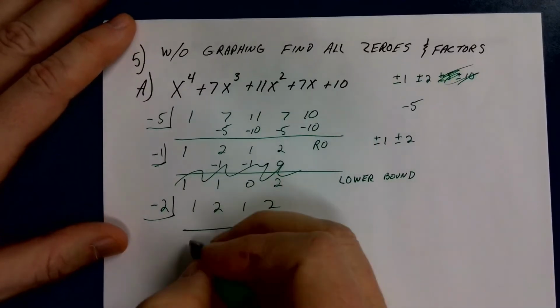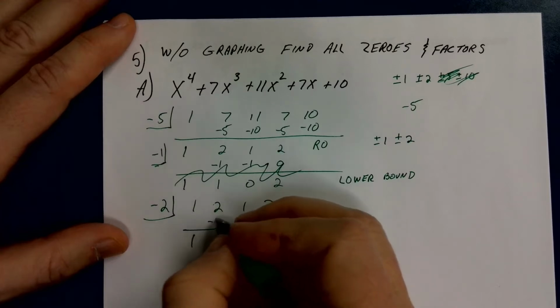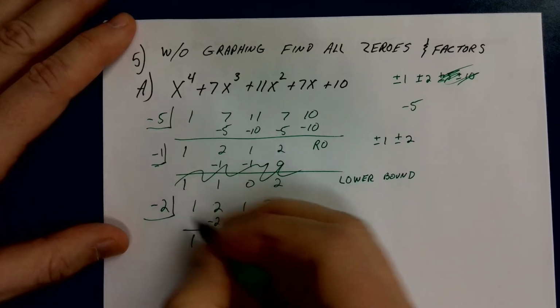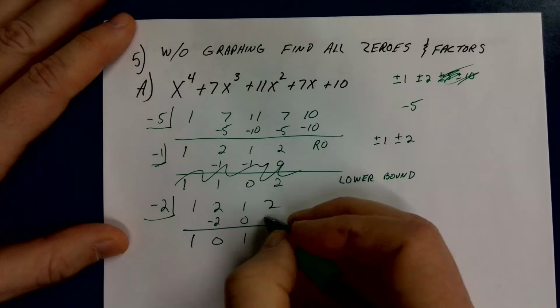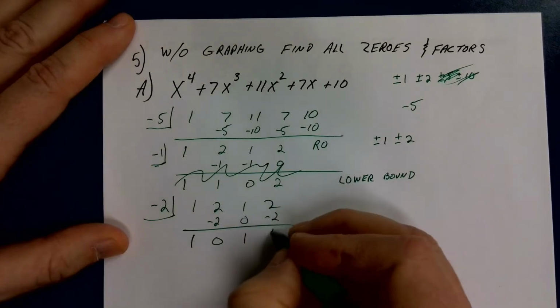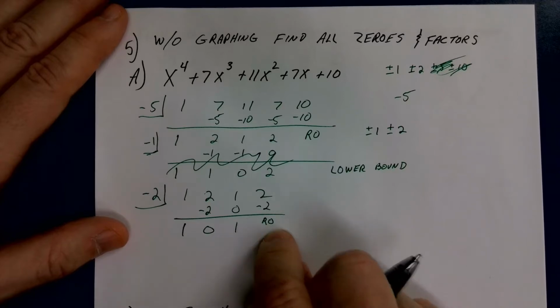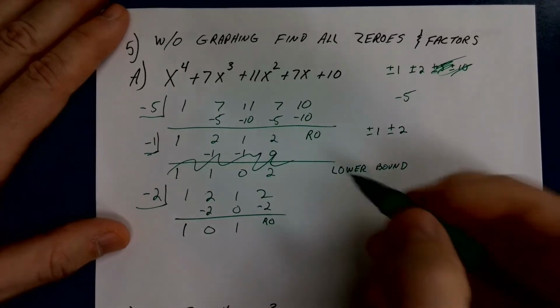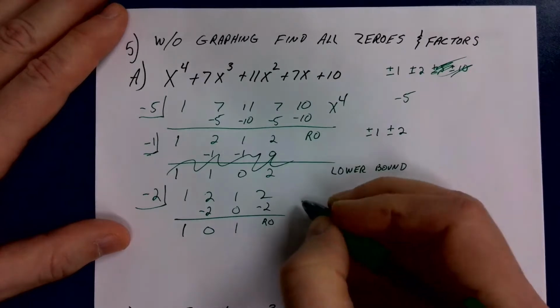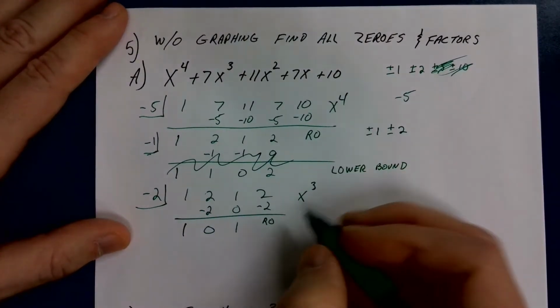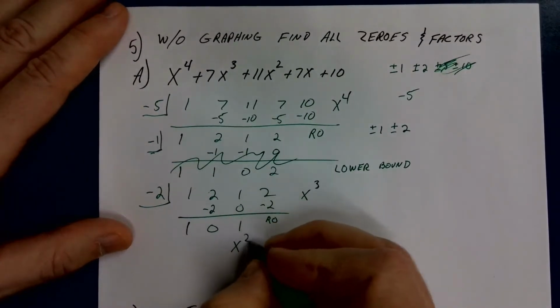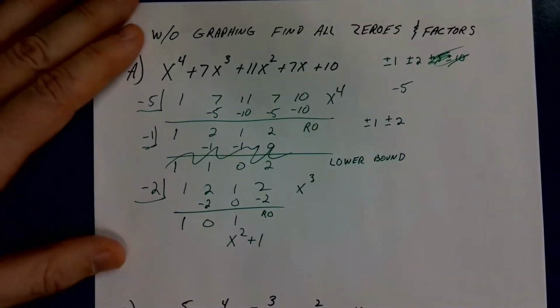Here we go. Well, I don't know. 1 times -2 is -2. 2 and -2 is 0. 0, 1, -2. Oh, look at that. Remainder is 0. So that worked. Not only did that work, but now since we went from an x to the 4th, we went to an x cubed. Now we're at an x squared. So what do we have? We have x squared plus 1 left over.